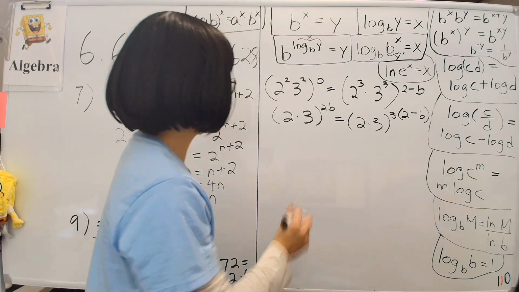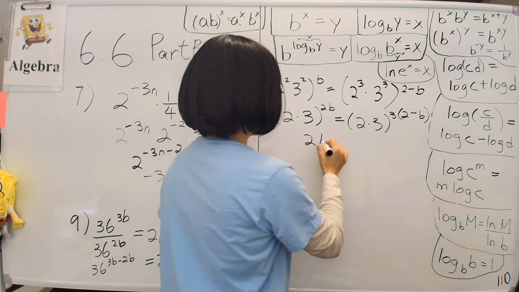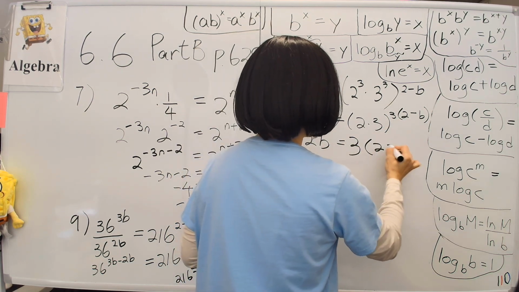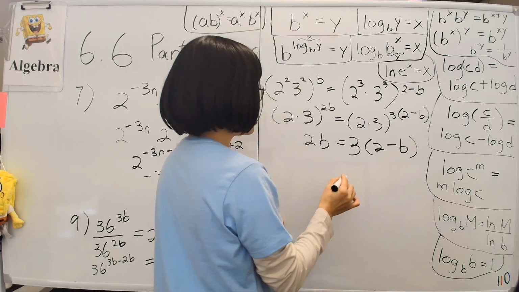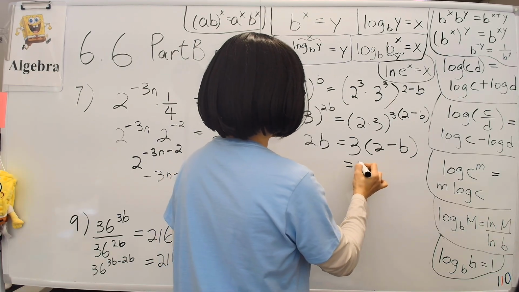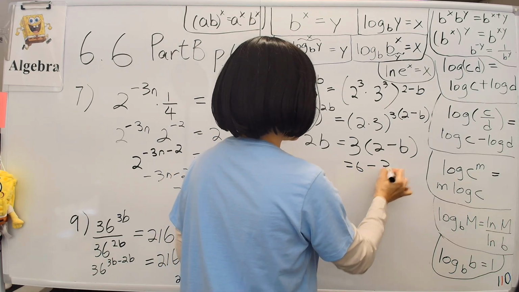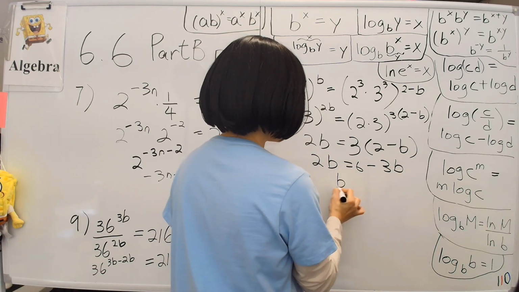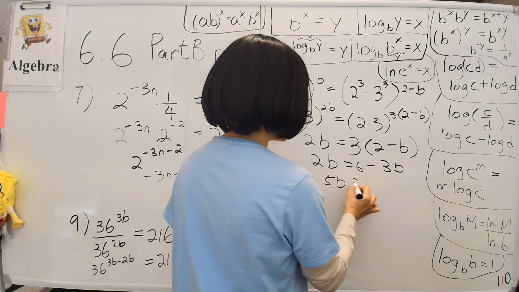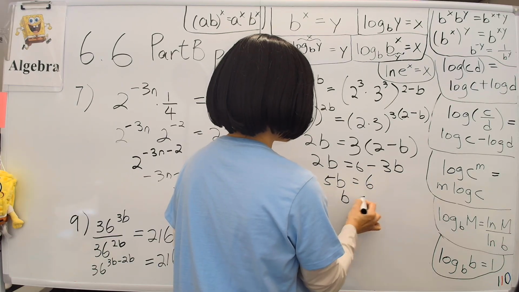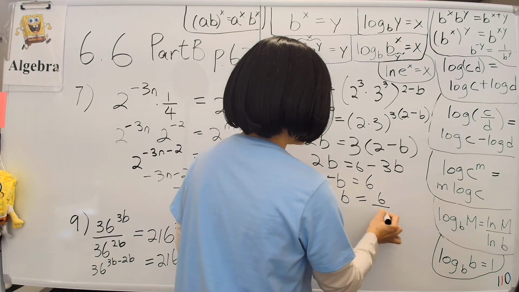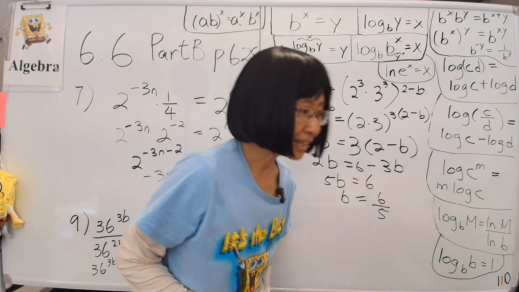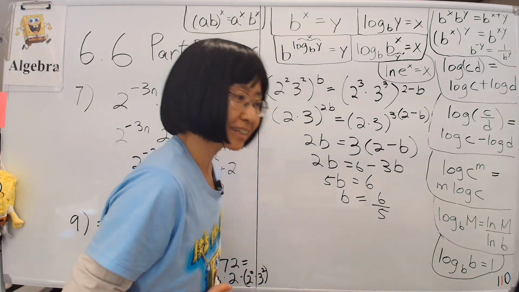So now we can solve the exponent equation, which is 2b equal to 3 times 2 minus b, and that is 6 minus 3b, right? And 2b is still here. Move it over here. So that's 5b equal to 6, and b will be equal to 6 over 5. And that should be the right answer. Let me check. Yep, the answer at the back of the book says 6 over 5.